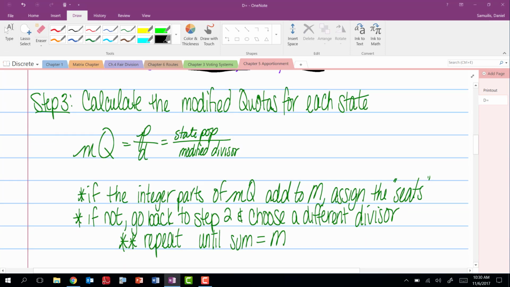So after you calculate the modified divisor, calculate the modified quota. So divide all the states in the state example by the new modified divisor and try to nail the quota total right on the dot. And if you don't do that, then sadly you got to choose another modified divisor. This is why I'm going to the graphing calculator, people. Because A, you're supposed to have a graphing calculator.